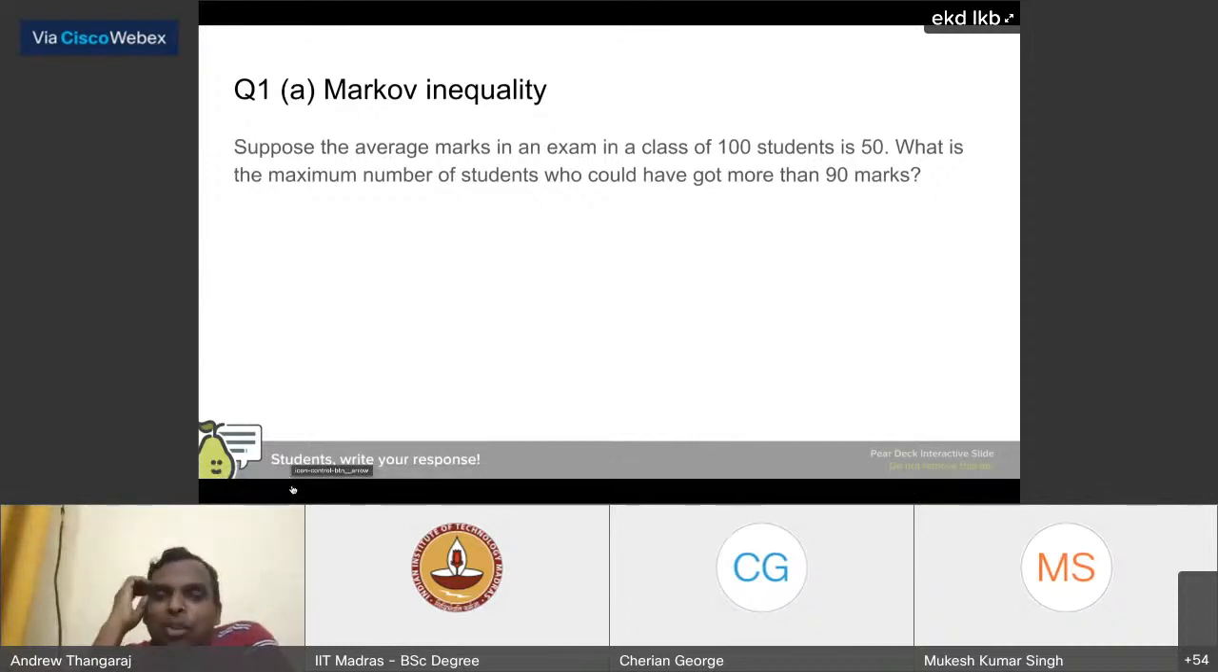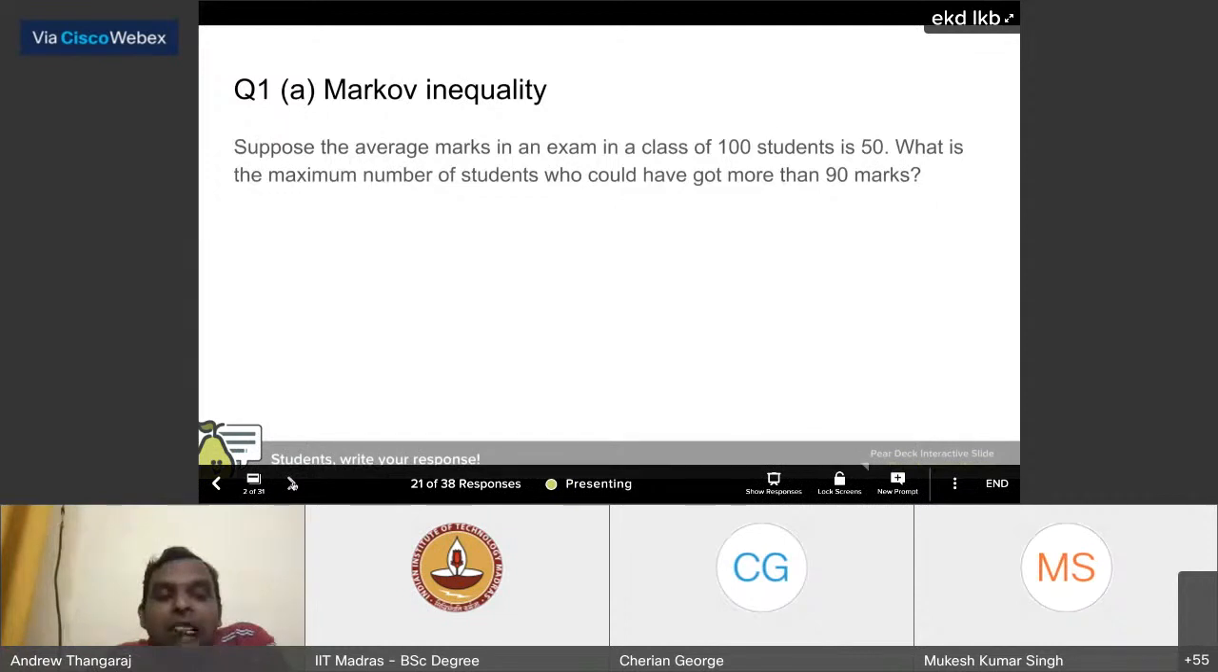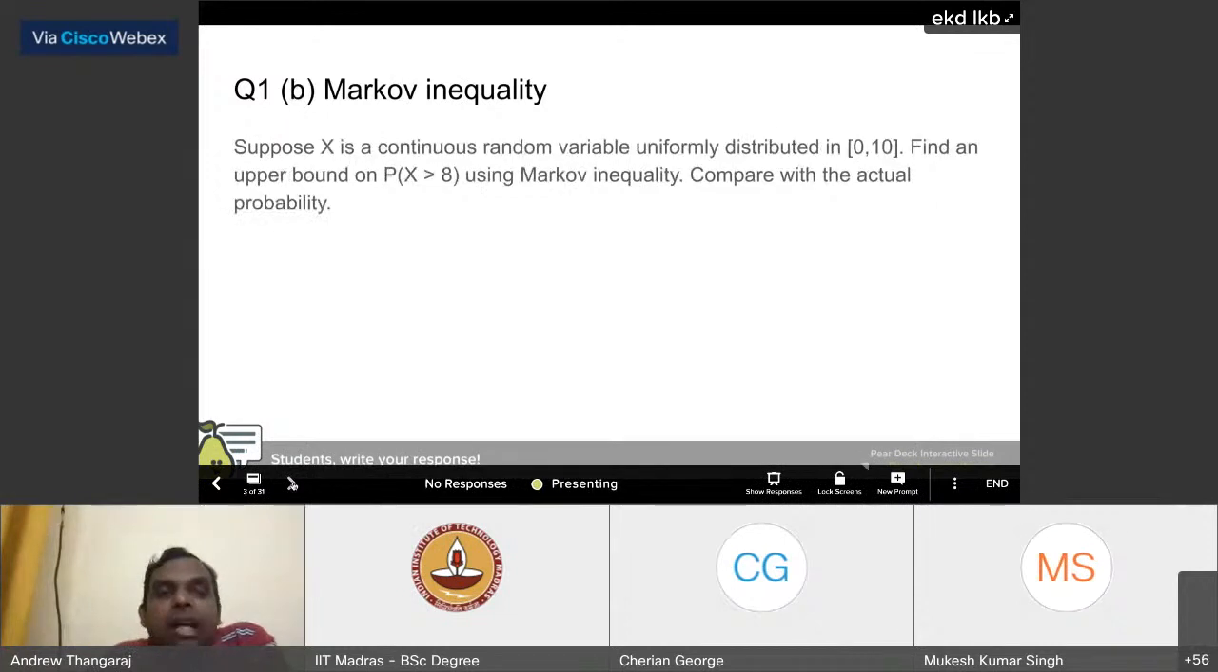So the situation that Ashwin is pointing out is that you can have an extreme situation where all 100 got 90. No, not all 100. 55 got 90, and then the remaining 45 got 0. Even then, the average will be 50, right? So the average being 50 corresponds to that worst case in some sense of 55 people getting 90. Even in that case, not more than 55 can get 90. Okay, so that's the story there. Let's move on to the next one.